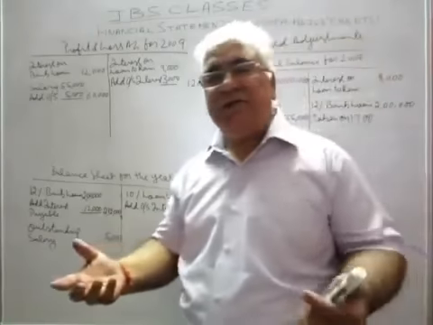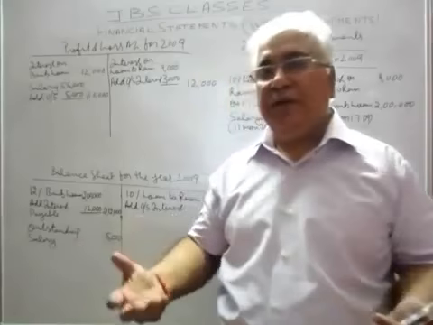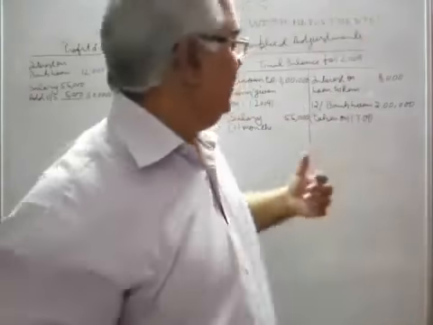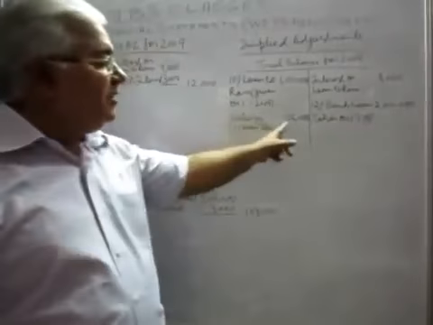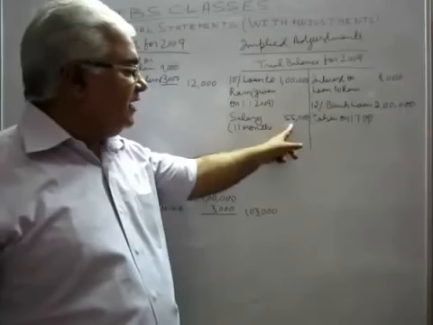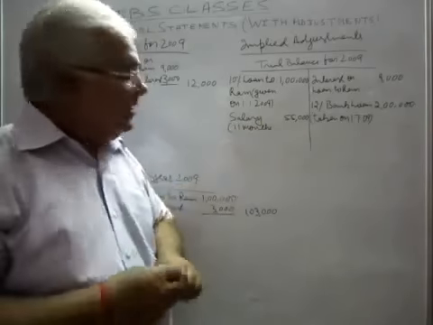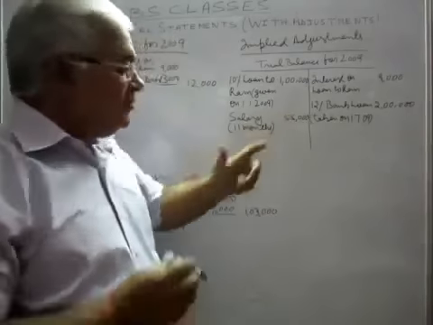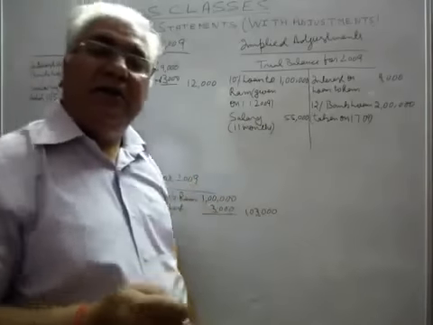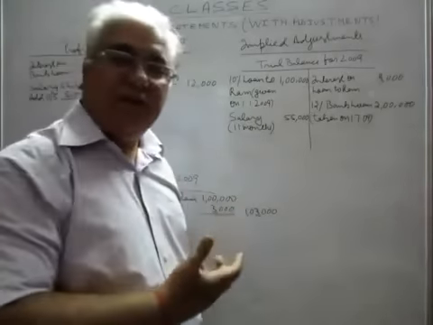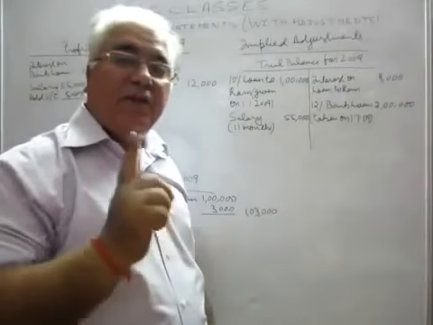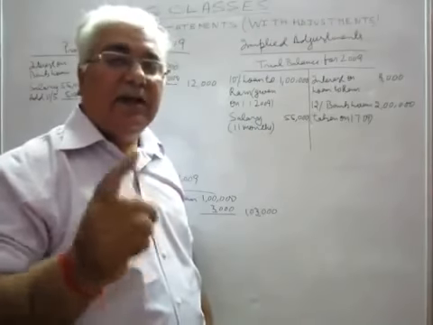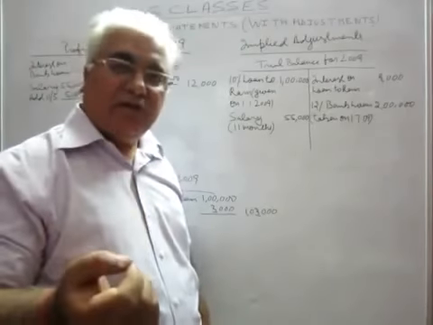Now there could be many other adjustments also which could be implied. For example, in this trial balance, salary is given at rupees 55,000 and it is stated that it is for 11 months. What does it mean? It means the monthly payment of salary is 5,000. That means for 1 month we have not paid, and that amount is 5,000 rupees.